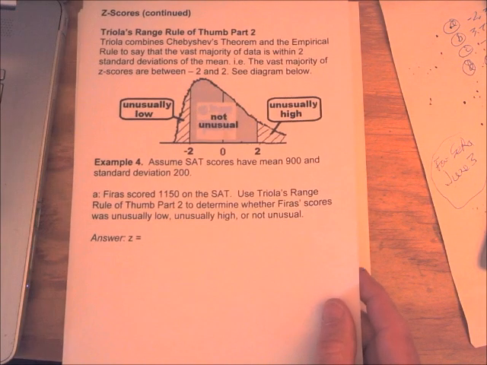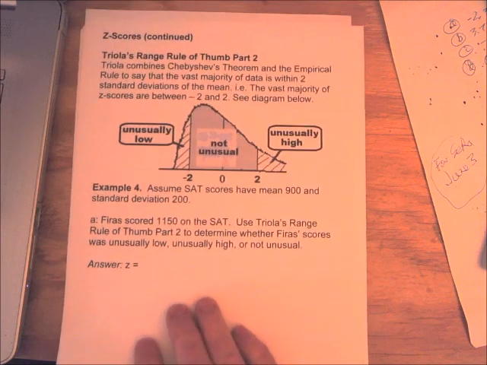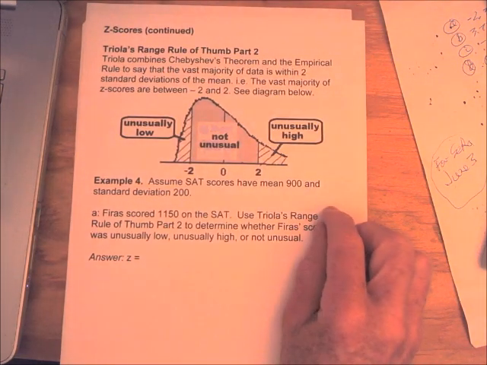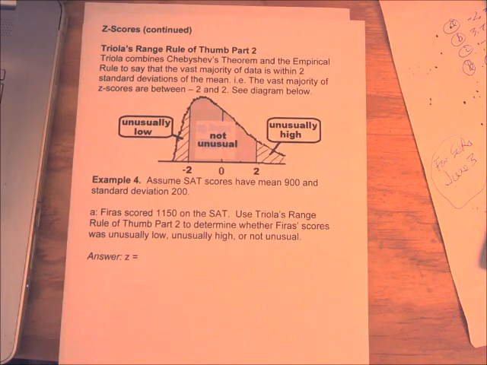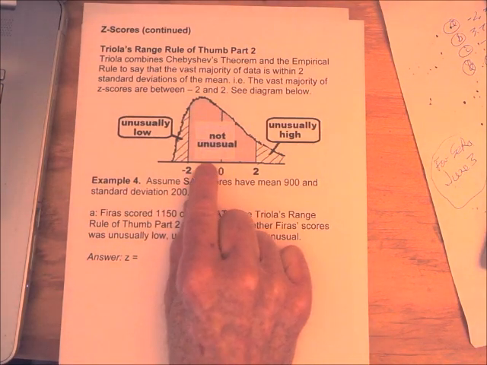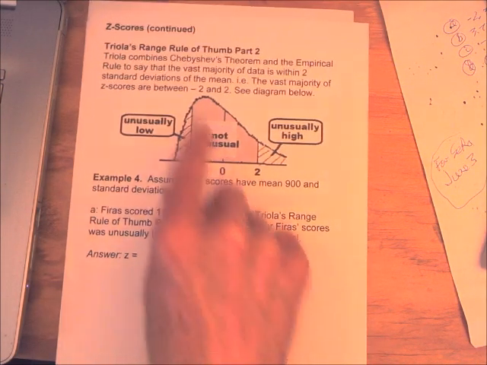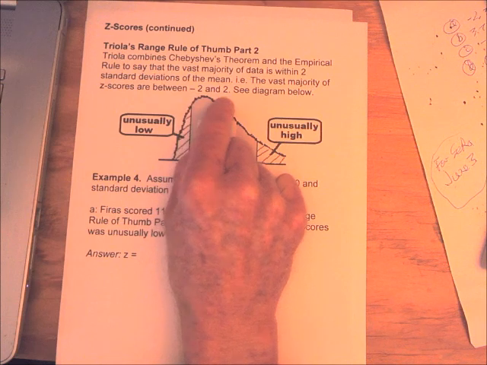Okay. So Triola's range rule of thumb, part 2, sort of combines Chebyshev with the empirical rule. So it's kind of a way of summarizing it. And with Triola's range rule of thumb, he's not as precise. We don't know if it's bell-shaped or not bell-shaped, so we don't really know how extreme these z-scores of -2 and 2 are.